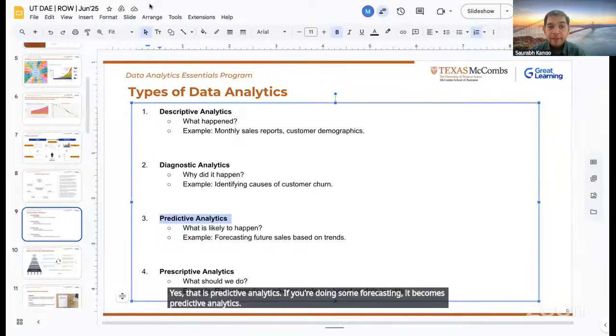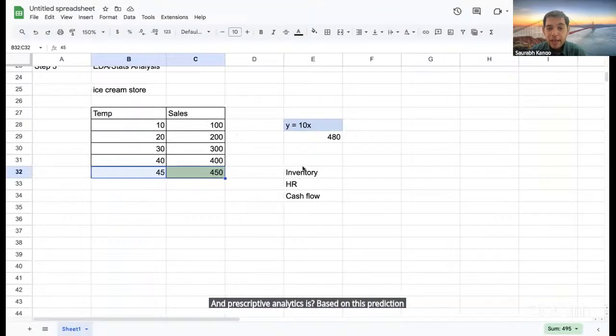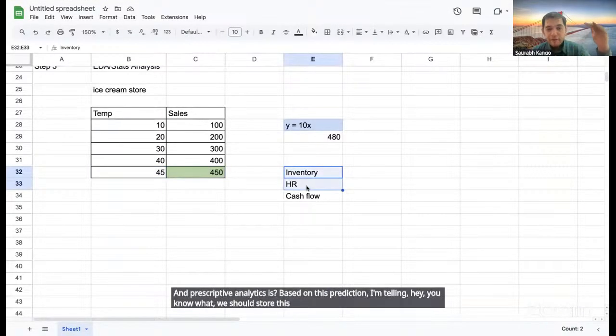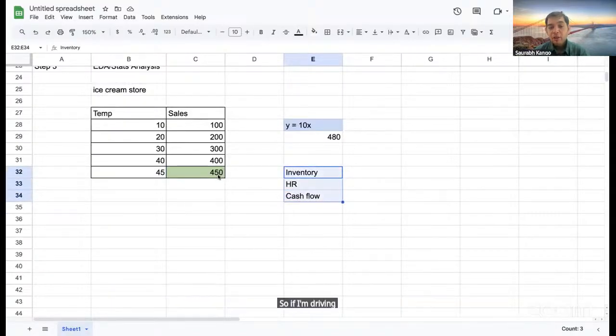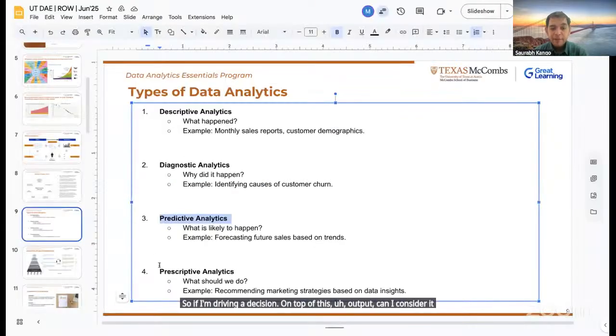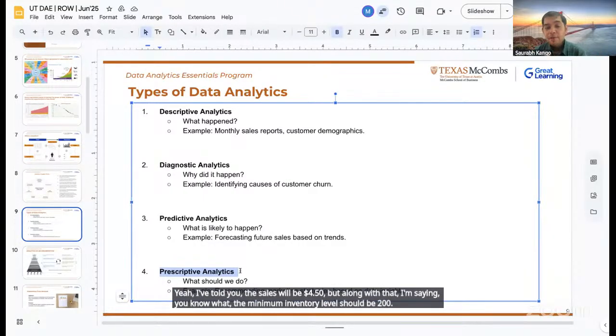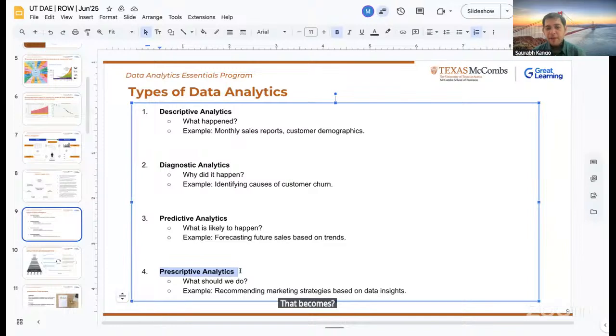And prescriptive analytics is based on this prediction. I'm telling, hey, you know what? We should store this much inventory. We should have this much cash level. So if I'm driving a decision on top of this output, can I consider it as prescriptive? Just like the doctor gives you a prescription, isn't it more of a solution that you're giving? I've told you the sales will be 450. But along with that, I'm saying, you know what? The minimum inventory level should be 200. That becomes your prescriptive analytics.